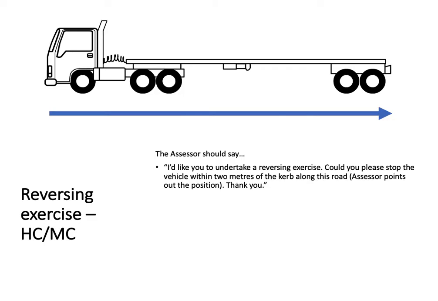The assessor should say, "I'd like you to undertake a reversing exercise. Could you please stop the vehicle within 2 meters of the curb along this road?" Assessor points out the position.